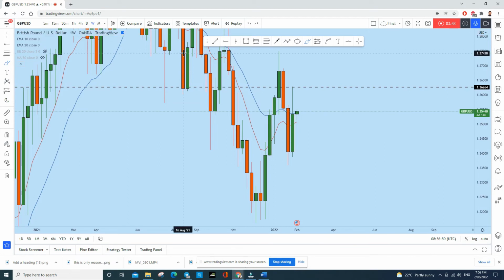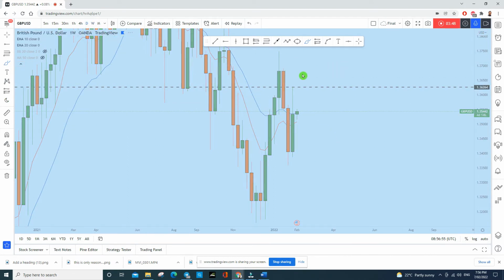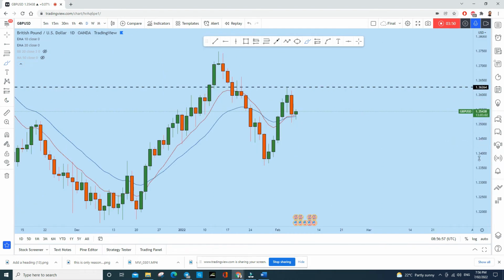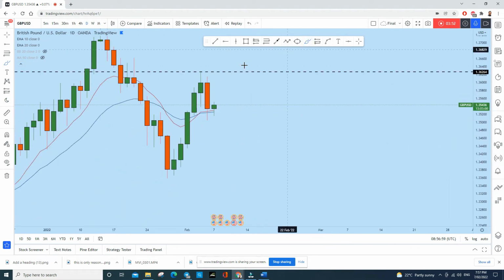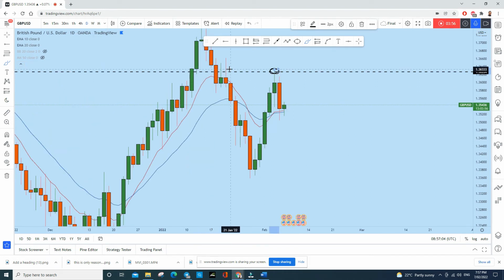Now let's see the daily time frame. On the weekly we are still bearish. On the daily, you see this is the resistance that we have drawn on the higher time frame. The same level is here also. There is a resistance here.